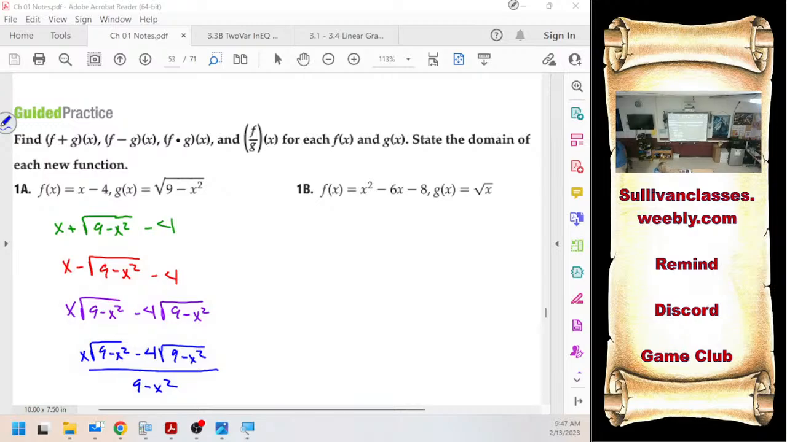The question is, do you know the domain? Okay. Add and subtract them are really easy. It's just combining like terms. So, can you write it like x minus 4 plus 9 minus x squared? Or? Yes.